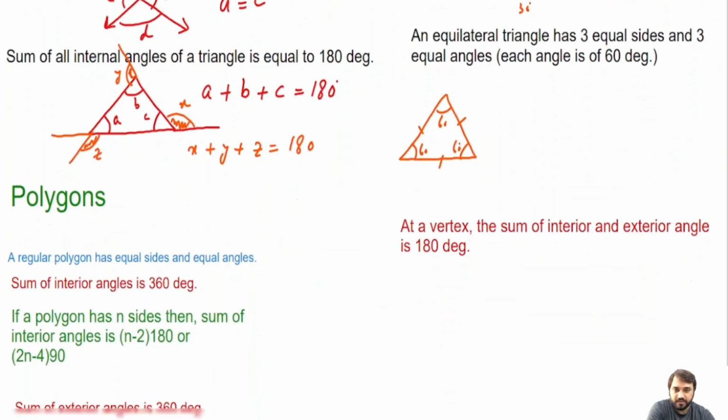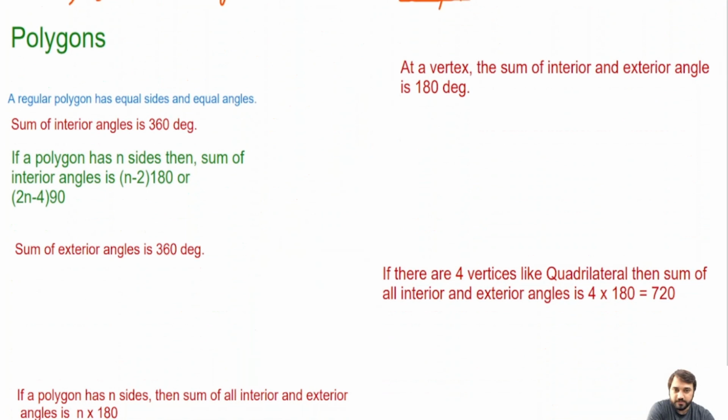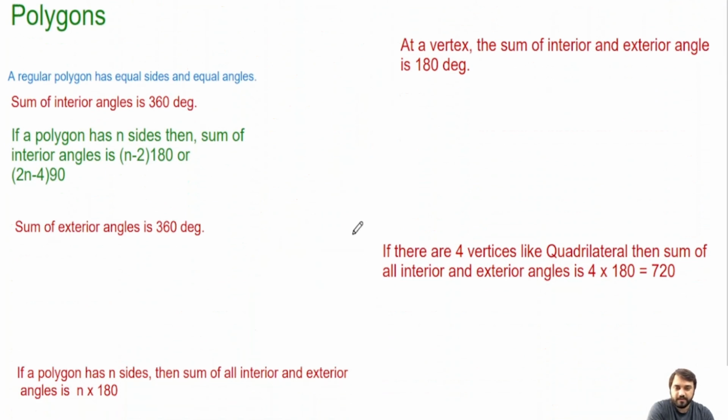Moving towards our next point, polygons. Of course, a triangle is also a polygon, and a quadrilateral is also a polygon. You can simply say that a figure bounded by sides is known as a polygon.